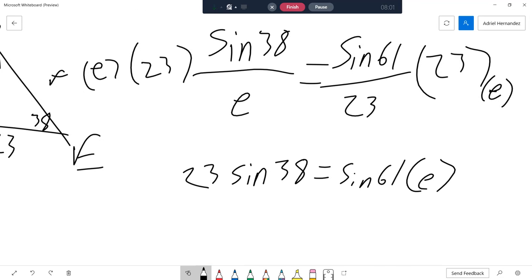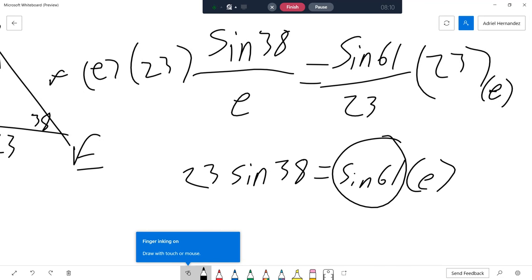So right away, we already know that we want to get E alone, and the only thing holding E alone is going to be the sine of 61. Keep in mind, sine and cosine are just numbers that we apply to other numbers. It's a number that we're multiplying. This is just a multiplication problem.